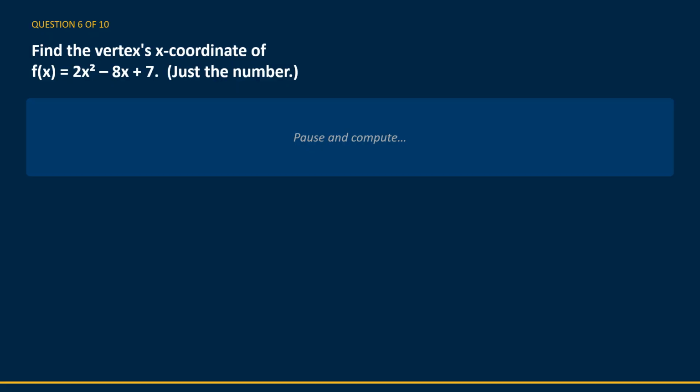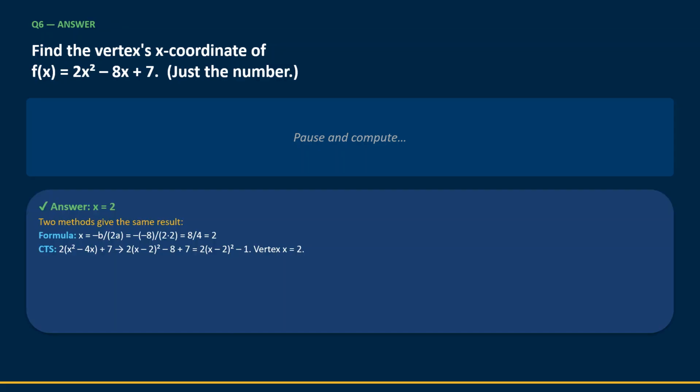Question 6. Find the x-coordinate of the vertex of 2x squared minus 8x plus 7. The answer is x equals 2. Use the vertex formula: x equals negative b over 2a. Here a is 2 and b is negative 8. So x equals negative negative 8 over 2 times 2, which is 8 over 4, equals 2. You do not need to complete the square for this one. The formula is faster when you only need the x-coordinate.